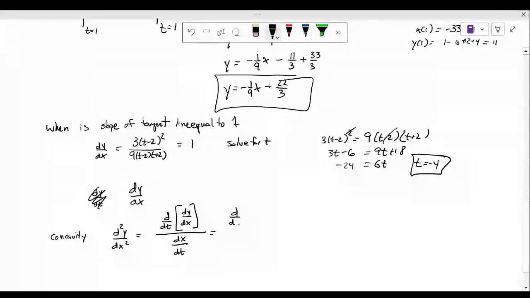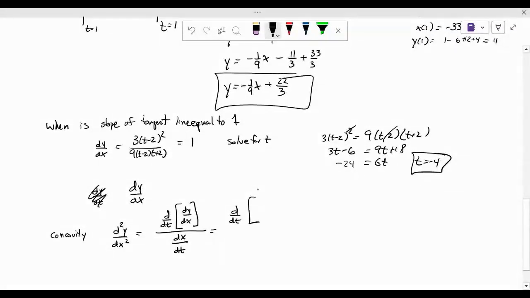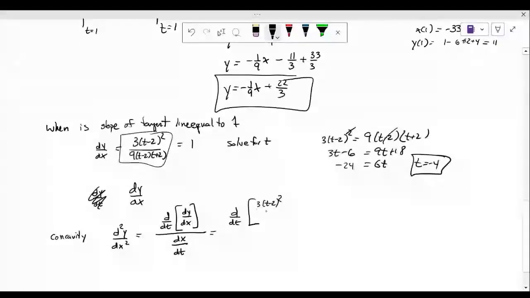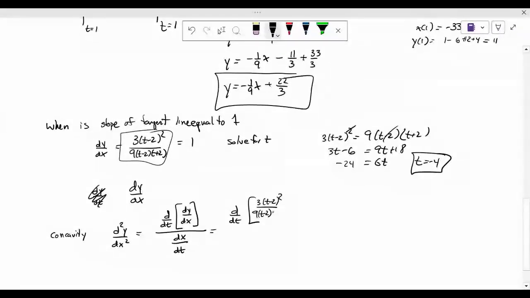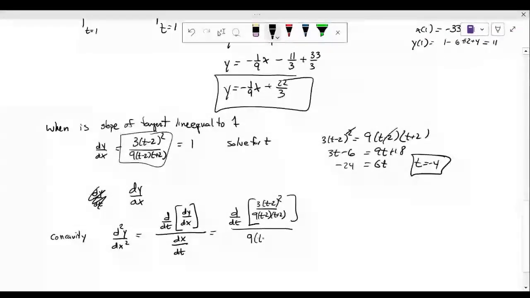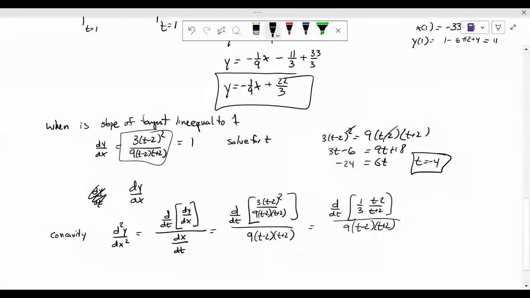Right. So we're going to differentiate with respect to t the previous result, which was dy/dx. I would have probably simplified before differentiating. Maybe. Would I lose any information? Interesting question. And then divide by dx/dt, which we've already computed, right? Yeah, I'd probably simplify first, before differentiating. Okay.